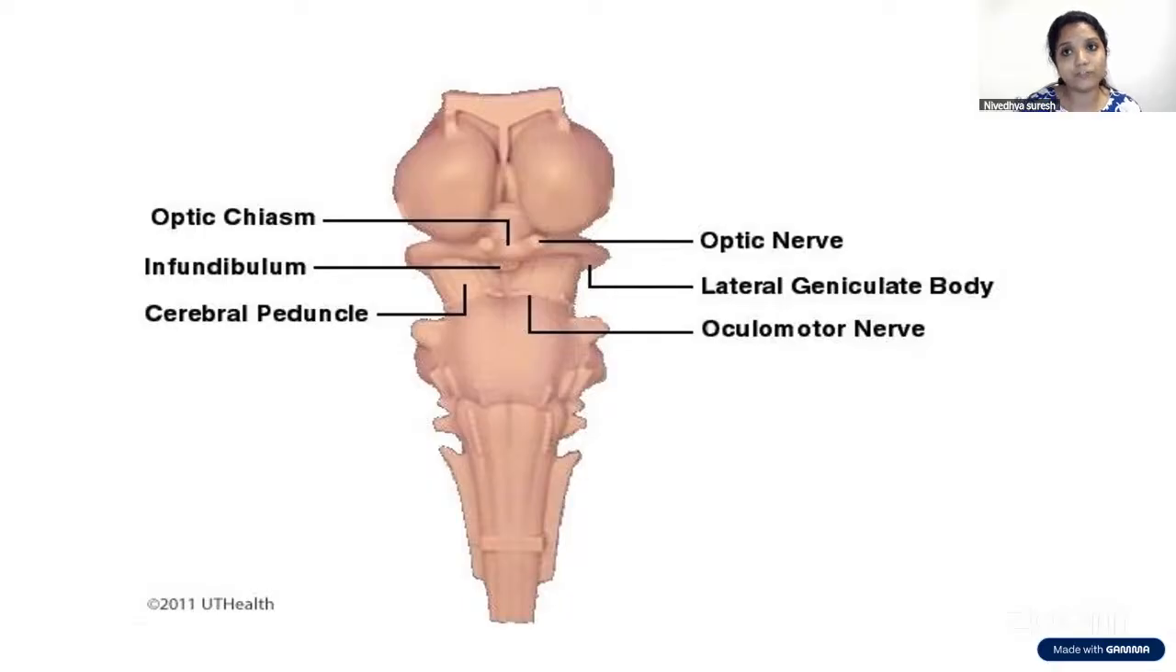Cerebral peduncle is nothing but a group of nerve tracts or fibers that you can see as a few longitudinal striations, right? So these striations are the cerebral peduncle. So all the nerve fibers, the main information processing, the sensory fibers or the motor fibers coming from the cerebral cortex pass through the cerebral peduncle.